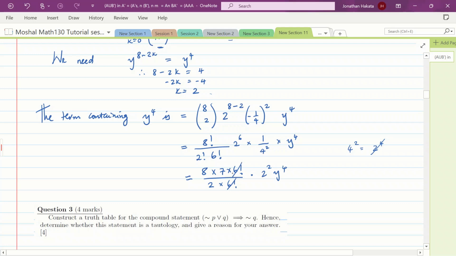This factorial and that will disappear and I'll get 8 times 7, that's 56. 56 times 4. Okay, I can cancel these 2 with 1 here. So 8 times 7, that's 56, times 2, that's 112 y to the power 4. This becomes your answer.